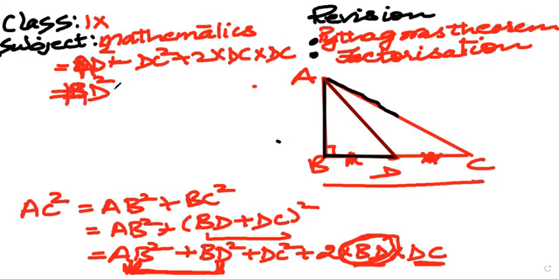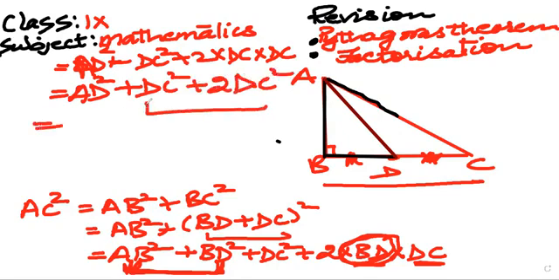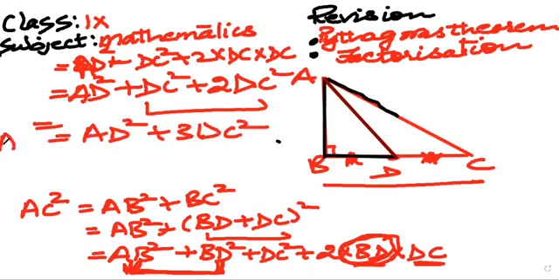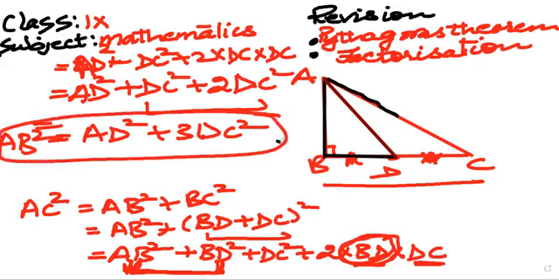Children, AB square plus BD square will be AD square. So let me write it again. It is actually AD square. Now let's do it. DC square plus 2 times DC into DC, that is 2 DC square. So now finally, if you combine it, you will get AD square plus 3 times DC square. Children, I have erased it, but actually you have to prove this only: AC square is equal to AD square plus 3 times DC square. So children, while doing the Pythagoras theorem, you have to be very particular about what is given and what you have to calculate.